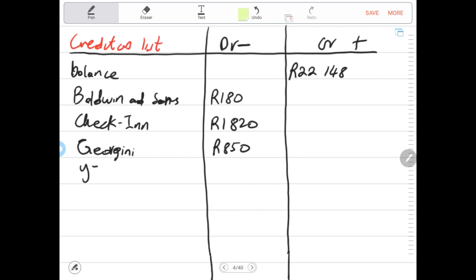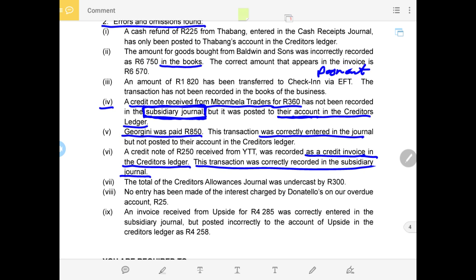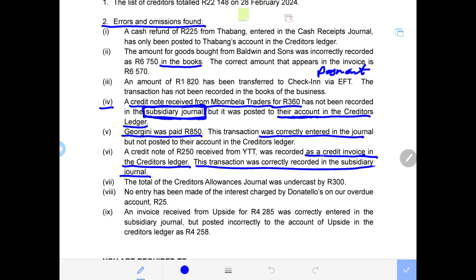This is YTT. Now let us look at how this error was made. So if it was recorded as a credit invoice, that means they increased our liabilities, or we increased our liabilities, which is the account of YTT was increased.